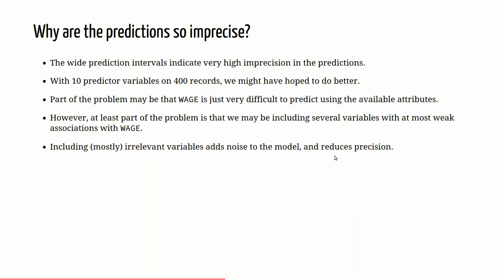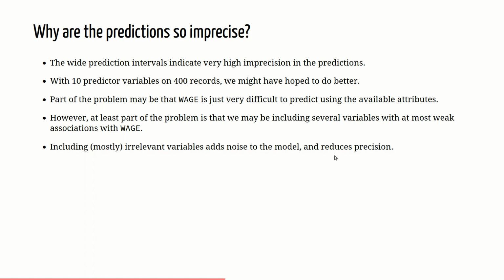The wide prediction intervals indicate that we've got a huge amount of uncertainty, or lack of precision, in our predictions. We have 400 rows in our data and we've got 10 predictors, so we might have thought we might do better. It could be really down to two things. The most likely thing is that wage is just actually very difficult to predict using the attributes that we have. That's probably exactly what's going on. We'll try some other model types later on the same data set to see.